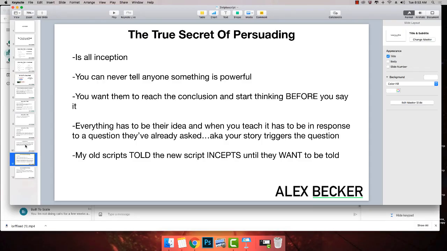You can never tell anyone something powerful, because powerful words and powerful telling doesn't equal powerful lessons learned. It doesn't equal learning. It doesn't equal agreement. It doesn't equal belief change. Experience plus emotion equals belief change, and that's what a story does. And you want people to reach the conclusion and start thinking things before you say it.